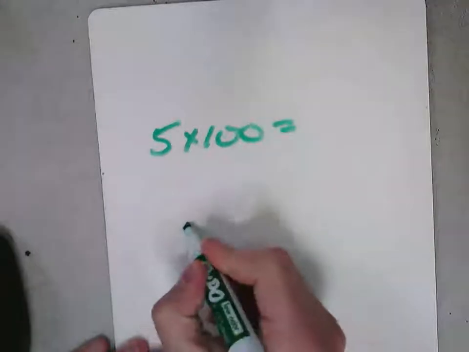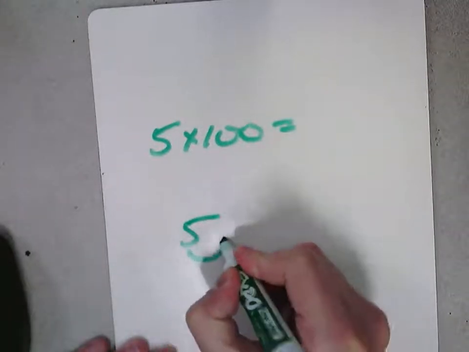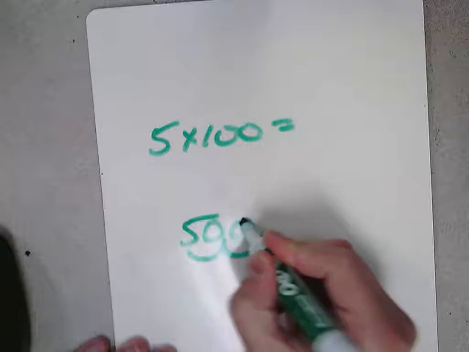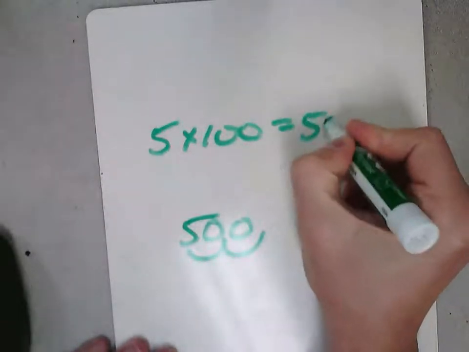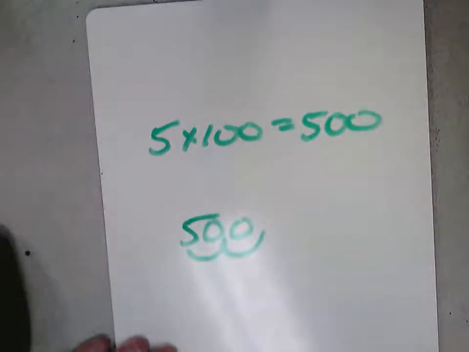Or if we had that 5, instead of moving that place 1, we're going to move it 2. So it'd be adding 2 zeros. Okay? So 5 hundreds is 500.